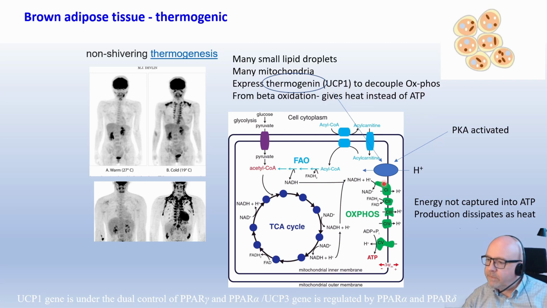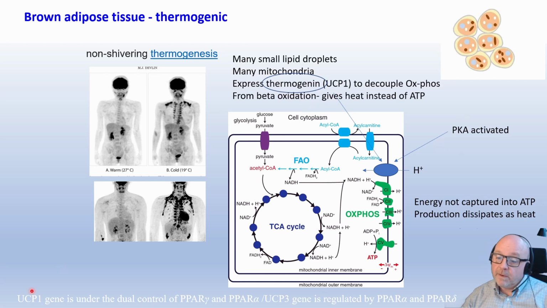So if we look here, we have the oxidative phosphorylation chain, and here we have the protein thermogenin, and it decouples the proton gradient by allowing hydrogen ions to flood into the mitochondrial inner space. The membrane potential will be disrupted, and instead we get a release of heat instead of ATP generation. And this is actually PKA activated.